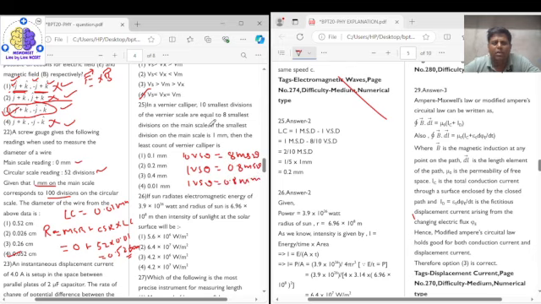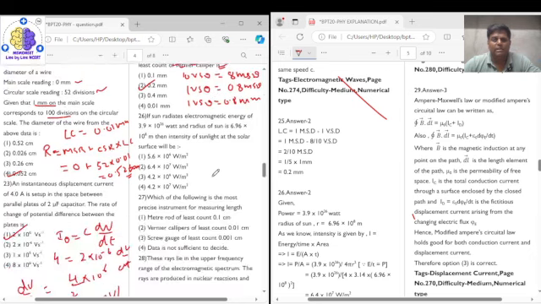So least count will be equal to the value of 1 main scale division minus the value of 1 vernier scale division. So this will be equal to 1 millimeter minus 0.8 millimeter, which is 0.2 millimeter. So the correct answer is option 2 for question number 25, right? Now coming to question number 26.